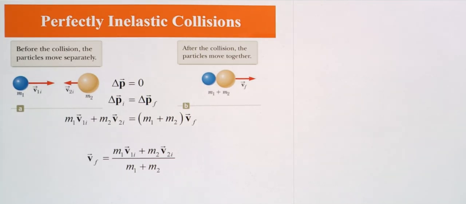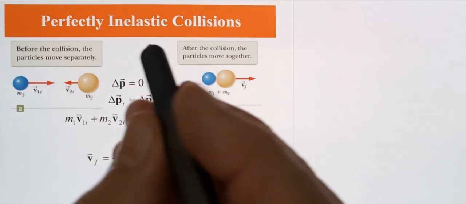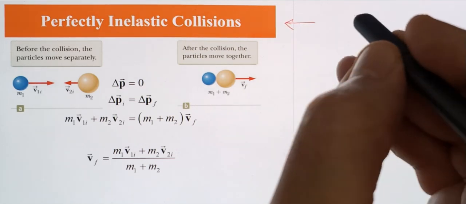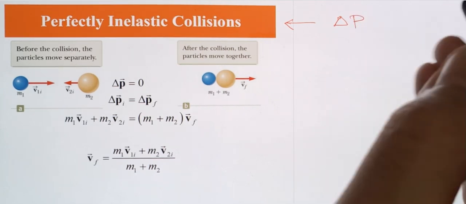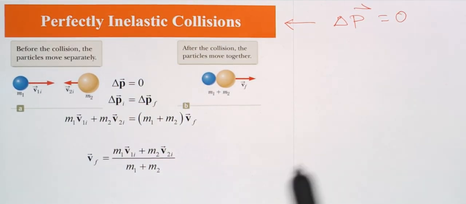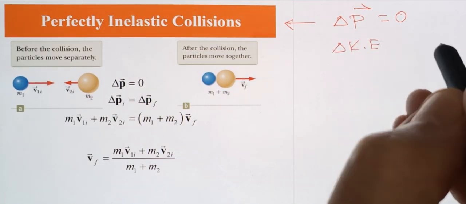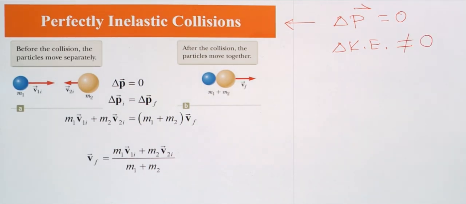And then the third one is total elastic collision or perfectly elastic collision, and in that case momentum is conserved and kinetic energy is conserved. In other collisions, kinetic energy is not conserved. So in a total inelastic collision, momentum is conserved, but the change in kinetic energy is not equal to zero. During the collision, kinetic energy could be less, or it could be more. So in inelastic collision, momentum is conserved, kinetic energy is not.